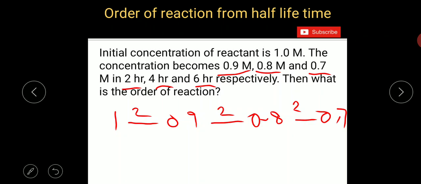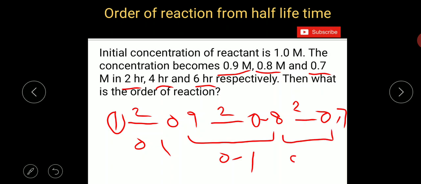So what is the difference in concentration in the first 2 hours? The change in concentration is from 1 to 0.9, meaning the difference is 0.1. How much percentage of the initial concentration is that? 10%. And what is the difference in the second 2 hours? Again 0.1, which is 10% of the initial concentration. In the third 2 hours, what is the difference in concentration? 0.1. And this 0.1 is how much percentage of the initial concentration? 10%.